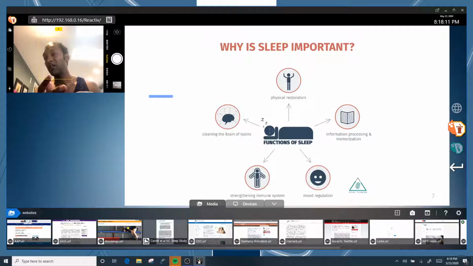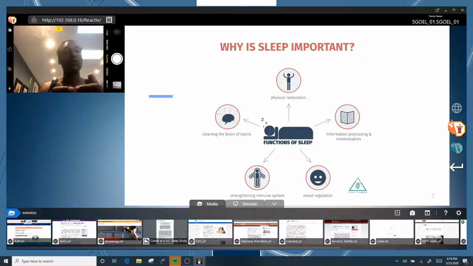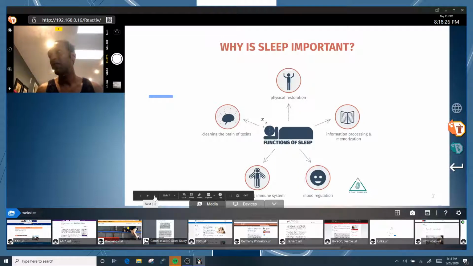This helps regulate your mood as well so you don't get depressed. It's important for immune system functioning and healing of your body, as there's a big growth hormone spike that happens at nighttime as well. So sleep has a number of functions, and if you don't sleep, that's been linked to a number of health problems.